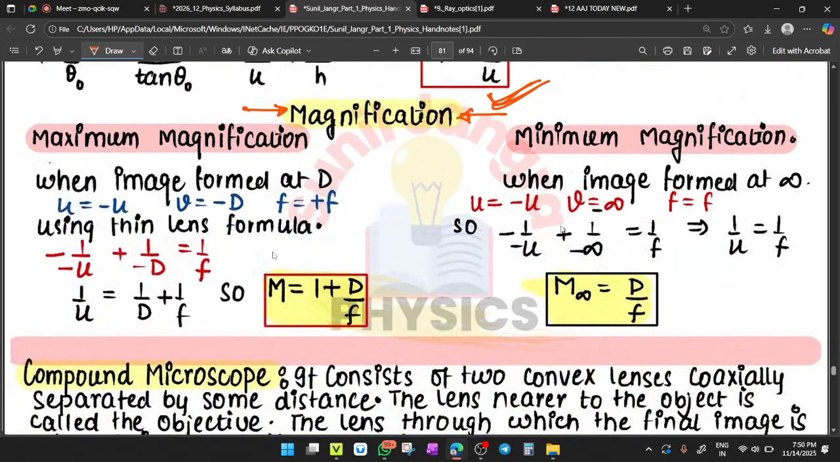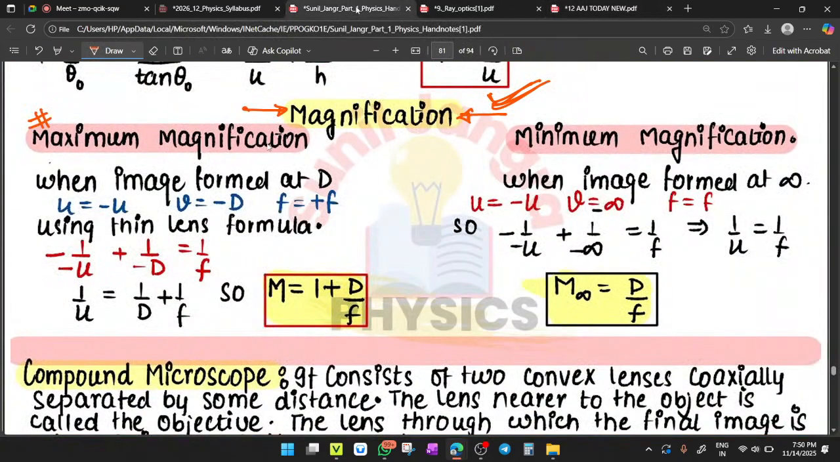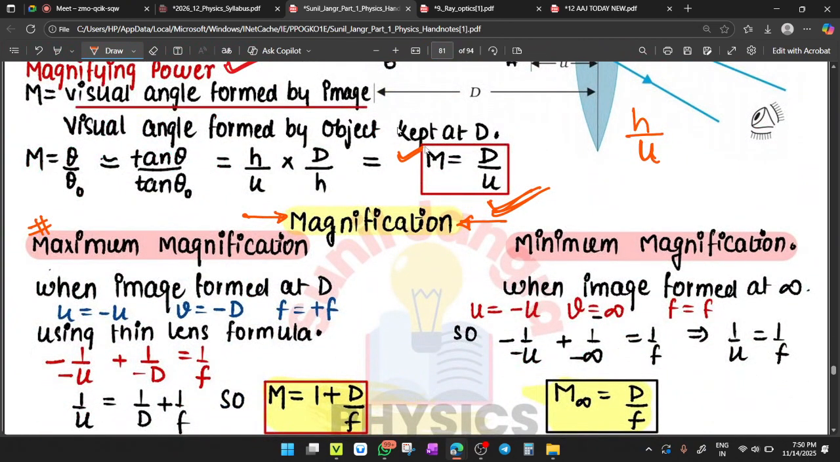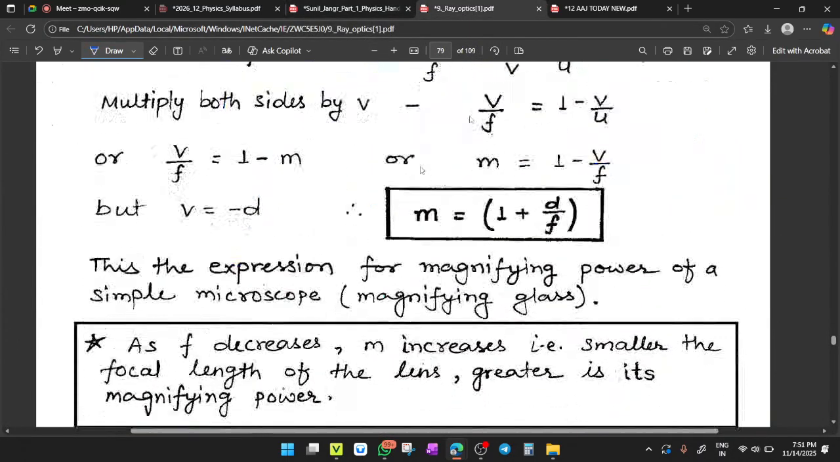Now two cases arise. For the magnification, two special cases are there: one is called maximum magnification and the second is called minimum magnification. This is the value of magnification in terms of D, but in terms of small f, there are two cases, one for maximum magnification and one for minimum magnification. Understood? Okay, so let us derive this one.